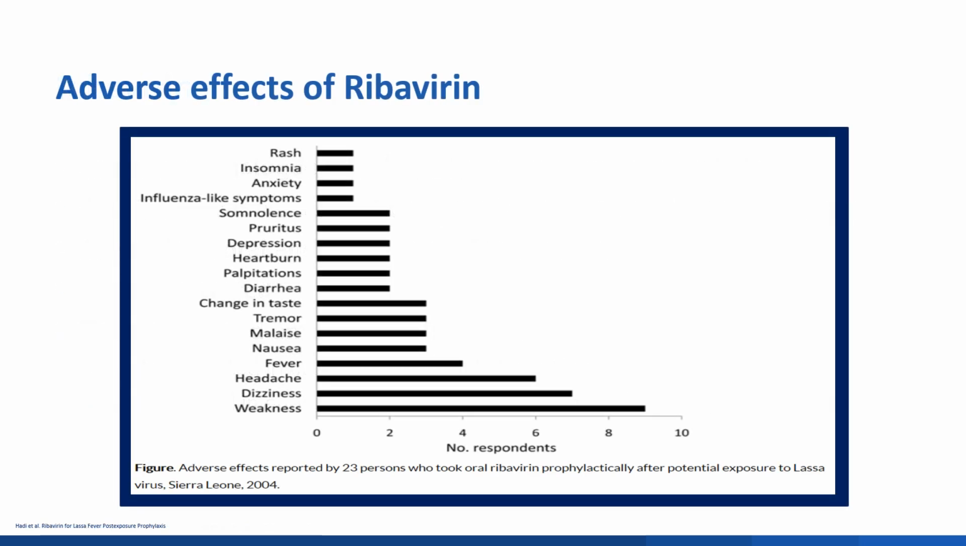Ribavirin has been associated with a number of adverse effects, although most are mild and all are reversible with cessation or dose reduction of the drug. No deaths from the use of oral ribavirin are known. This is a graph of adverse side effects reported by 23 contacts who were prescribed ribavirin as a post-exposure prophylaxis measure. The most common adverse effect was weakness, reported by 9 of the 23 contacts, followed by dizziness, reported by 7 contacts, and headache, reported by 6 contacts.